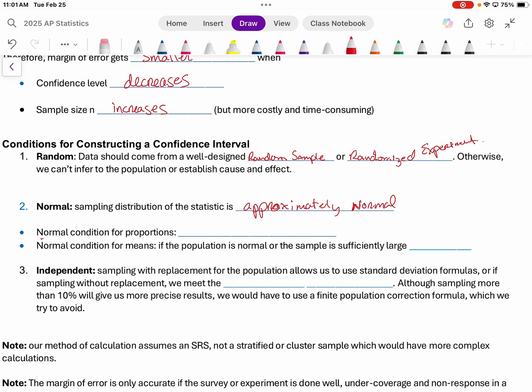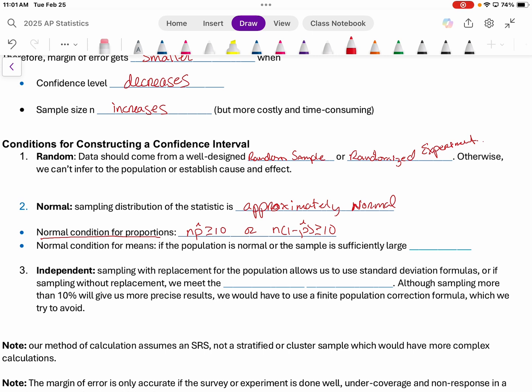When we're dealing with proportions, the normal condition is when n times p is greater than or equal to 10, or n times 1 minus p is greater than or equal to 10. And in this case, it's going to be p hat. And that's what we're going to see tomorrow. As we do this for our confidence intervals, we're going to be using that same clause we did last chapter, n times p greater than or equal to 10, and so forth.